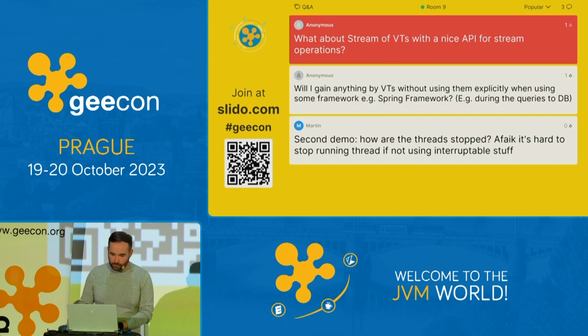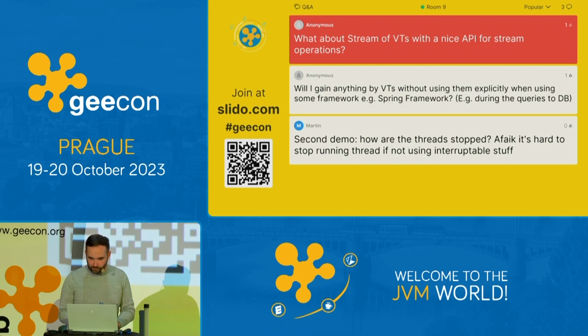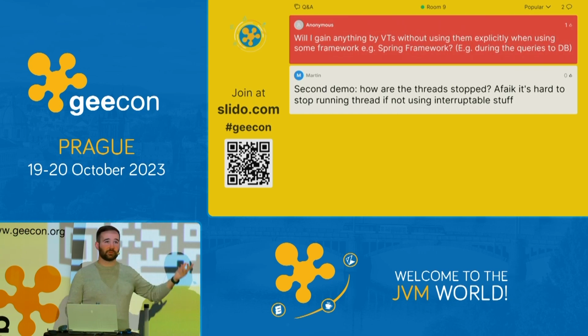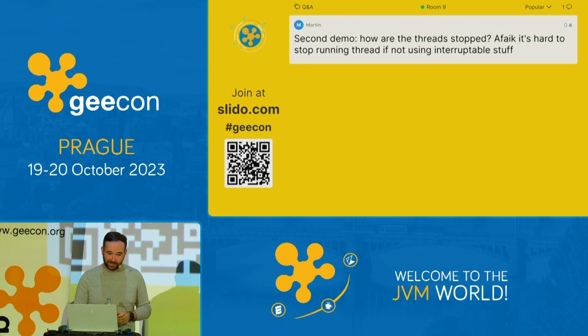Will I gain anything by virtual threads without using them explicitly when using some framework? Yeah, you can still, for example, if you have a lot of blocking calls, and Spring will somehow magically know, but of course, when that happens, you can just have more threads running concurrently, being blocked concurrently. So, for example, doing queries to a database. So, yeah, you can have more concurrent threads than you could have before. So, yeah, you will gain certainly some performance.